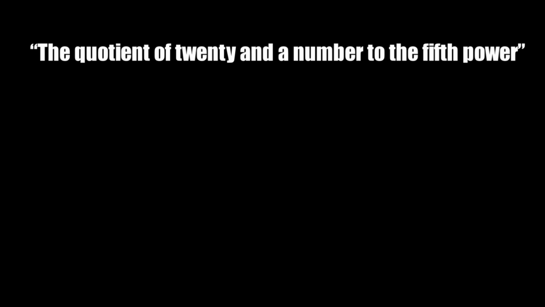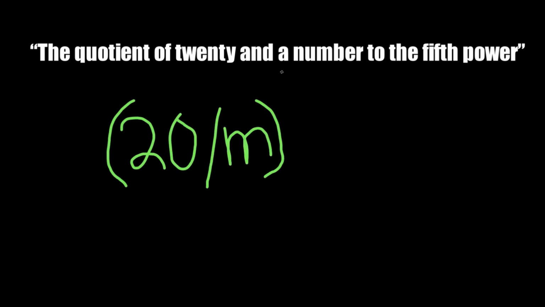Now let's move on to the next example, which is the quotient of 20 and the number to the 5th power. Now some of you guys might be thinking that this is the same example as the last example, but it isn't, because the last example said 20 divided by a number to the 5th power. This says the quotient of 20 and a number to the 5th power. The and is the difference, and now we have to put 20 and the variable together inside parentheses, and on top of it we have to put the exponent. It will look like this: 20 divided by m, in parentheses, to the 5th power. So this is what the expression would look like.